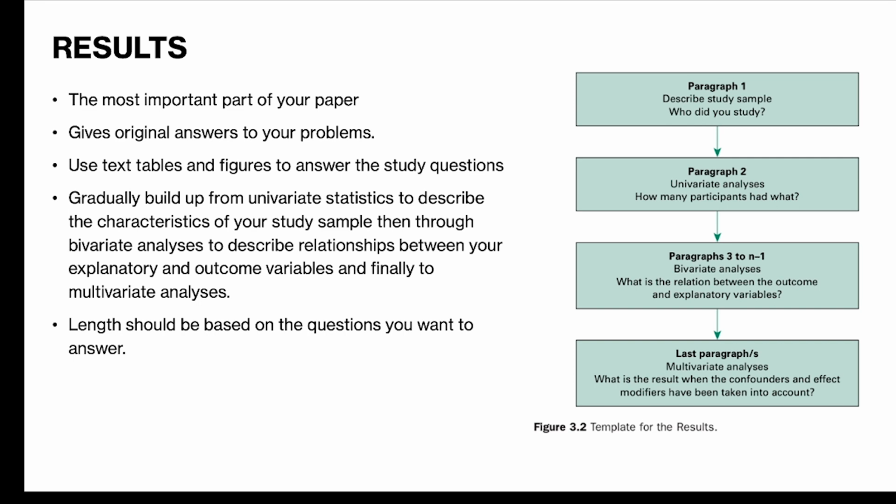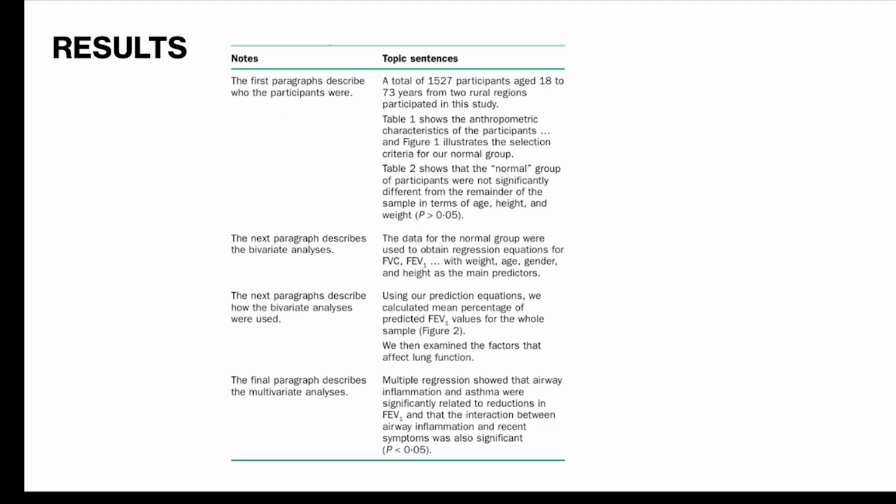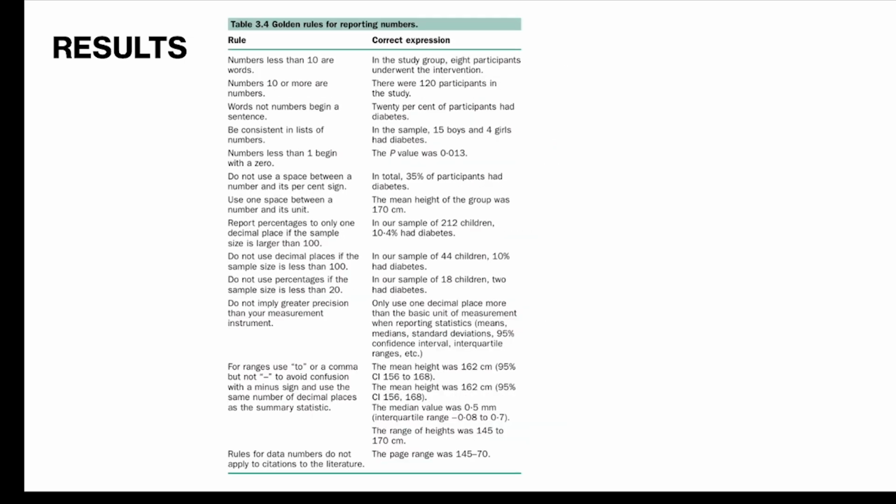Okay, and in the last paragraph, if your statement of the problem calls for it, you can start looking at multivariate analysis. What do you mean by multivariate analysis? This is when you take into consideration how these different variables interplay with each other, how they relate to each other at the same time, and what their overall effect is. So this is how you should structure your results. There are samples here that you can use. You can just pause the video if you like. And there are golden rules for reporting numbers. For instance, a number less than 10.